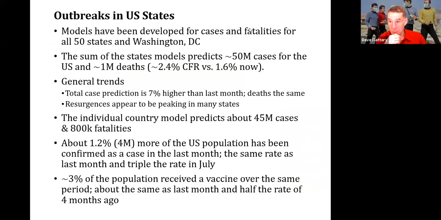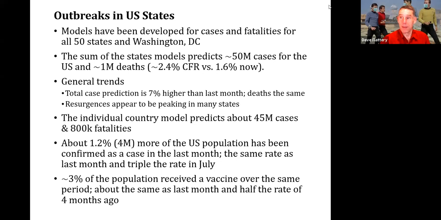So on to the U.S. states. Same thing, models developed for all the states and D.C. The sum of the states models predicts about 50 million cases for the U.S. Last month it was 45 million. The country model predicts about 45 million. So we're right there on the edge, if we don't have any more new outbreaks, of being at or just under 50 million cases, which is significant because if we get to 50 million cases, I'll have to add another row to my outbreaks graph.